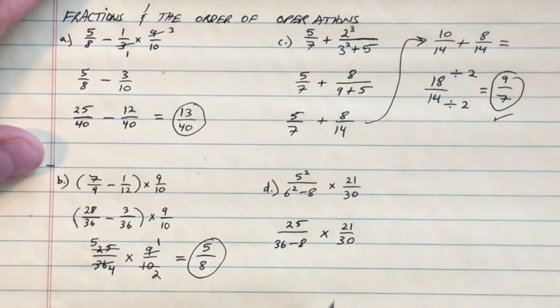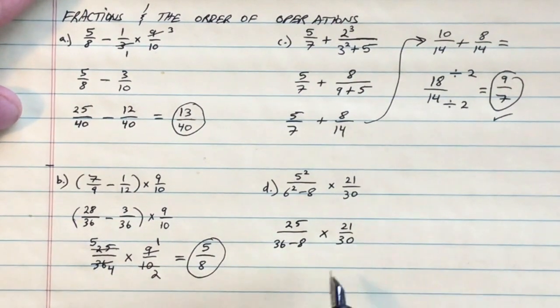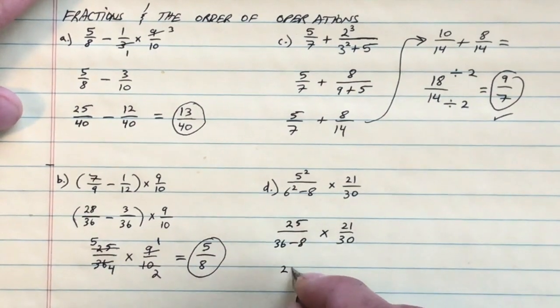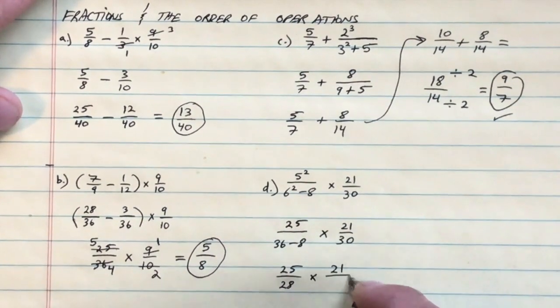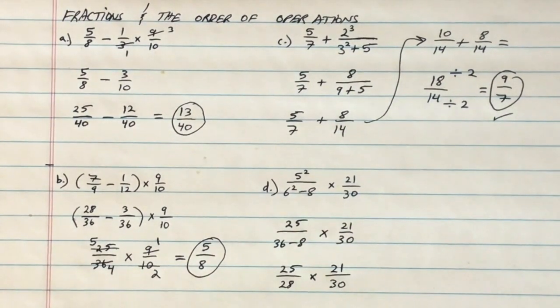Now let's simplify this down a little bit further. We got 36 minus 8. That's going to be 28. I'm doing that in my head, I believe. So we got here 25/28. I really hope that's right. Times 21/30. All right? So we got 25/28 times 21/30.